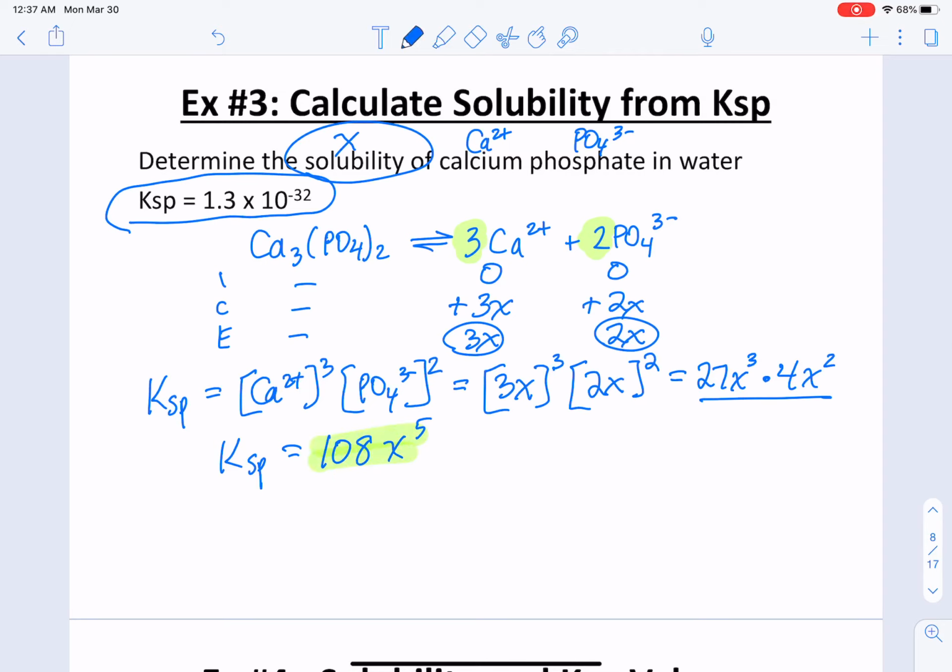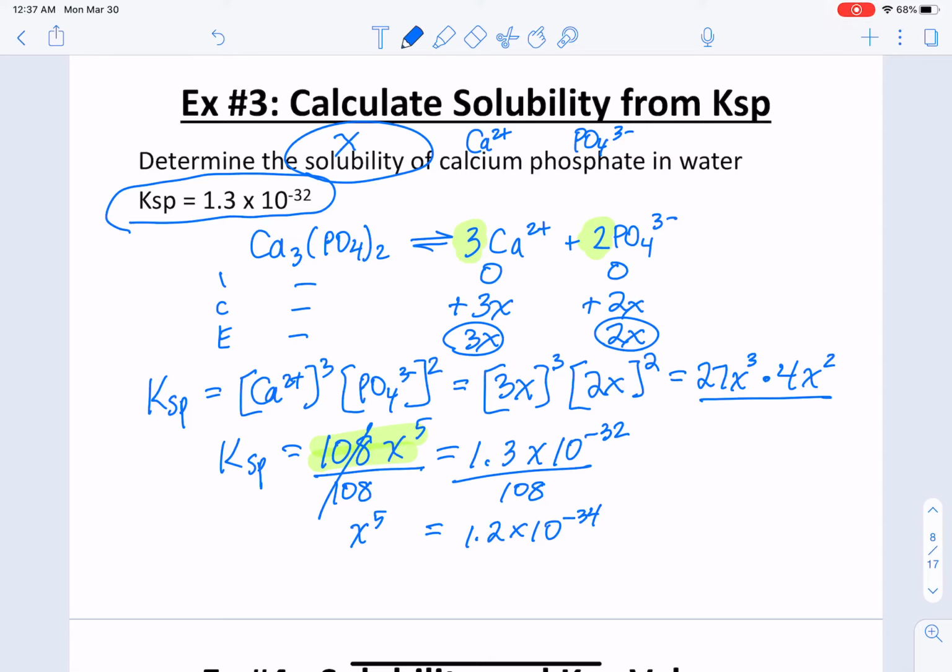So now let's go ahead and finish this. That is the value for Ksp in terms of x. We already know the value of Ksp is 1.3 times 10 to the negative 32. That was given to us. Again, what we are solving for is x. So now I want to divide both sides by 108, and obviously that cancels here. That'll tell me that x to the 5th is equal to, in this case, 1.2 times 10 to the negative 34, and I calculated that earlier.